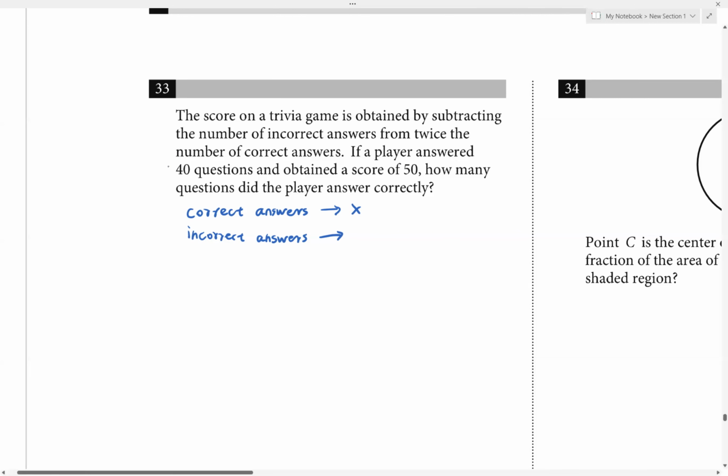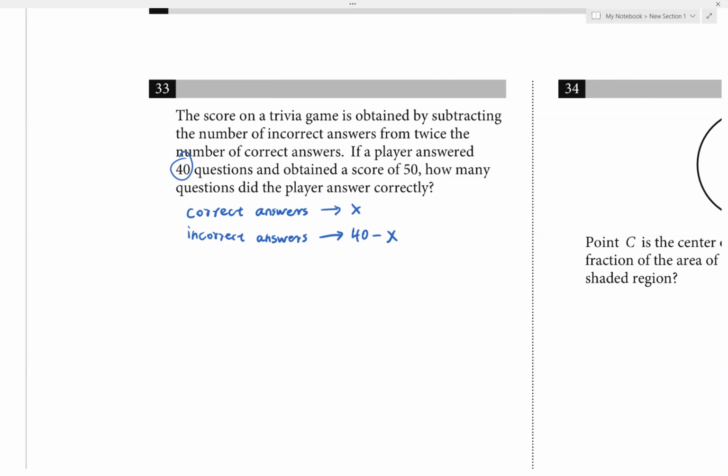So for this one, the better way to set it up is, instead of saying the incorrect answer is y, let's just say, since we know in total there are 40 questions, then the incorrect answer should be 40 minus x, right? So we take the total number of questions, subtract out the number that he answered correctly, then whatever is left must be the incorrect answers. So it'd be 40 minus x. Inside of our equation, we define a variable. Try not to introduce a new variable unless we have to. This will be easier later on when we try to write our equation. So now we can just write one equation to solve this.